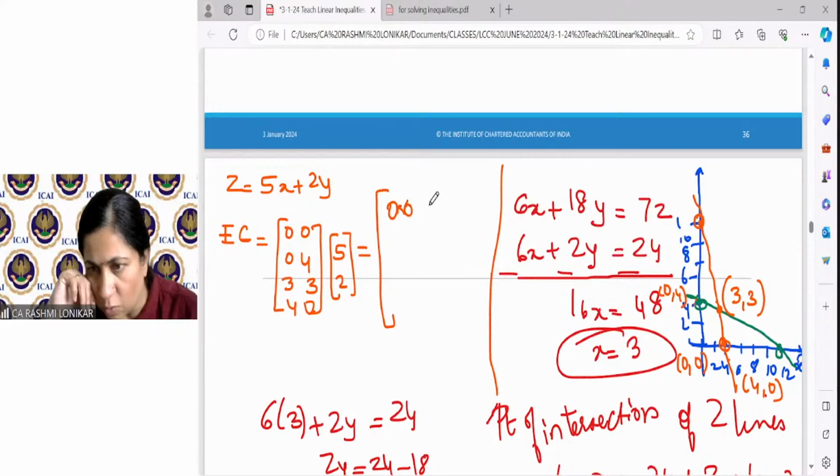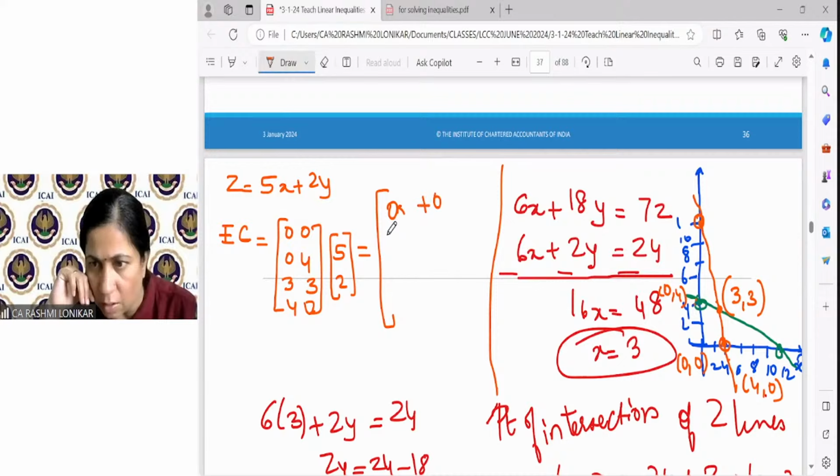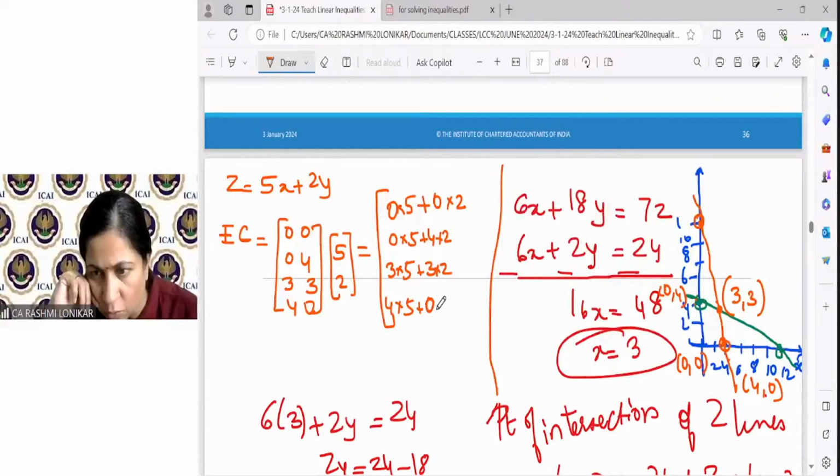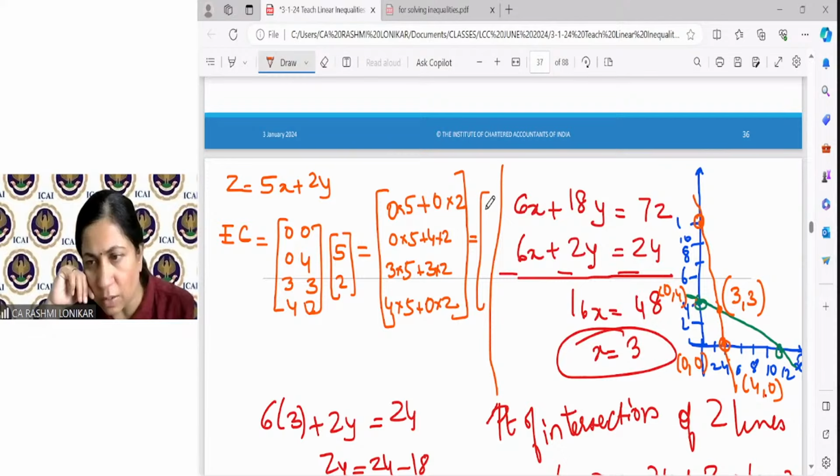0 into 5 plus 0 into 2. Then I have 0 into 5 plus 4 into 2. I have 3 into 5 plus 3 into 2. And I have 4 into 5 plus 0 into 2. How much is this? This 0 into 5 plus 0 into 2 is 0. This is 0 plus 8, so it is 8. This is 15 plus 6, this is 21, and 20 plus 0, so this is 20.